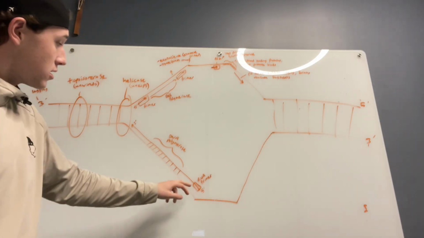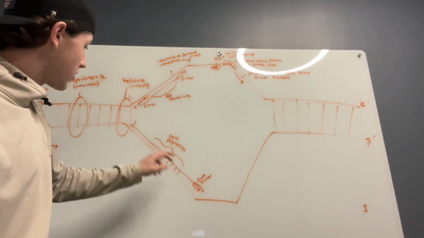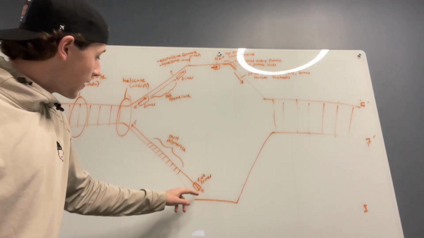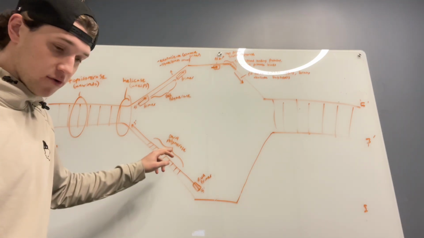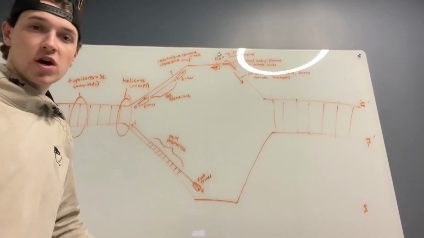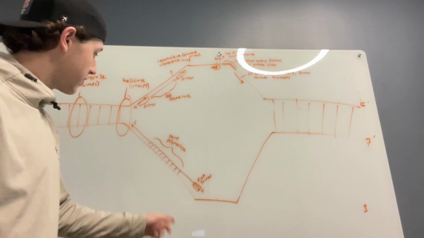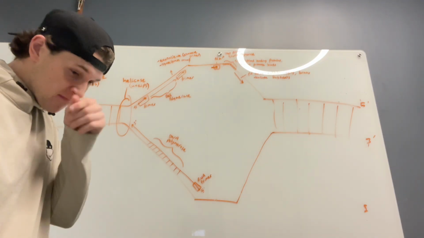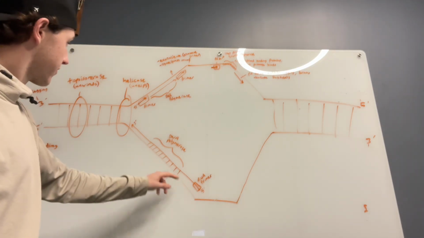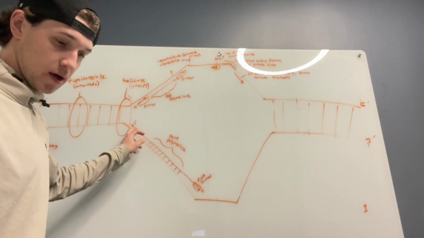On the leading strand, from 5' to 3' into the replication fork, the RNA primer starts, and then the DNA polymerase is what actually copies the DNA from the template strand. And that also goes from 5' to 3'.